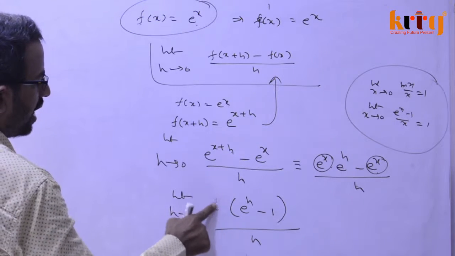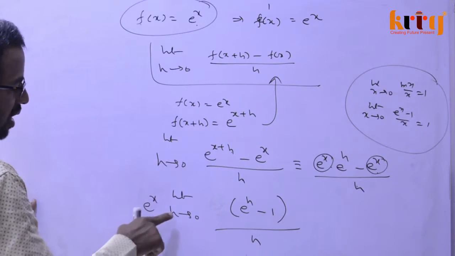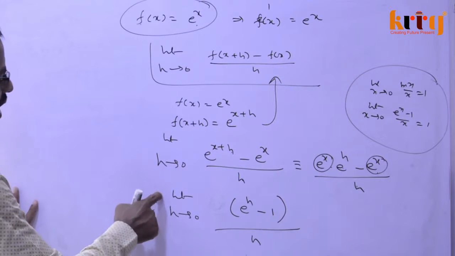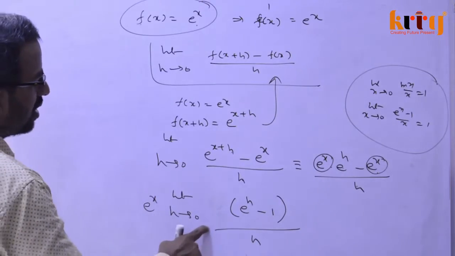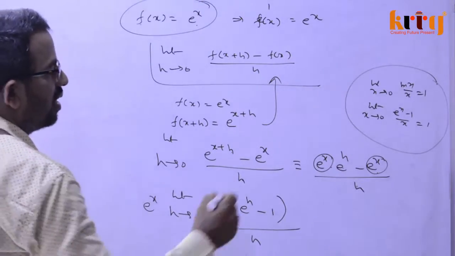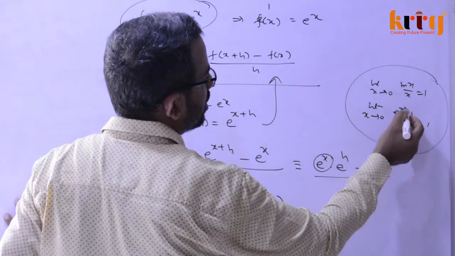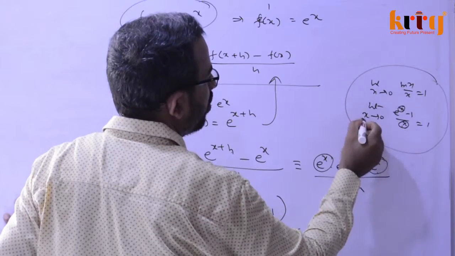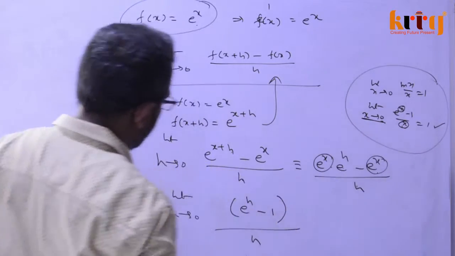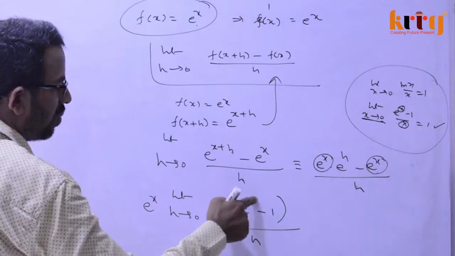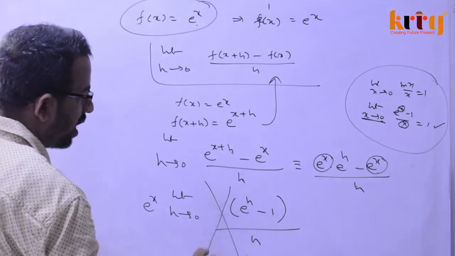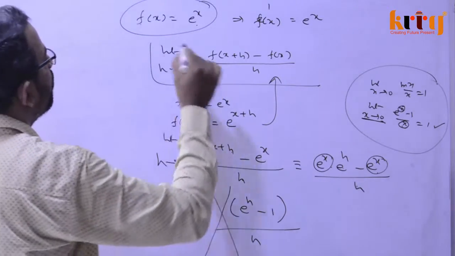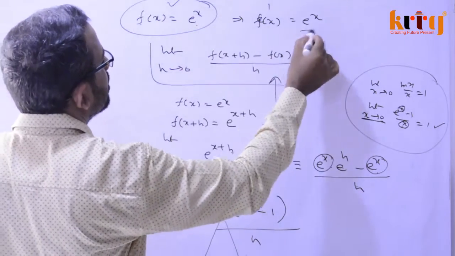So this e power x I can write outside. Why? Because I have to replace h by 0, not x. Therefore it is some numerical value. Now the function there is in terms of h. If you see this, e power h minus 1 by h, this power and this denominator are both the same, and as the same variable tends to 0, the answer is 1. So as h tends to 0, h is there at the power as well as the denominator, this is 1. So this 1 into e power x is e power x. Therefore we can say the differentiation of e power x is e power x.